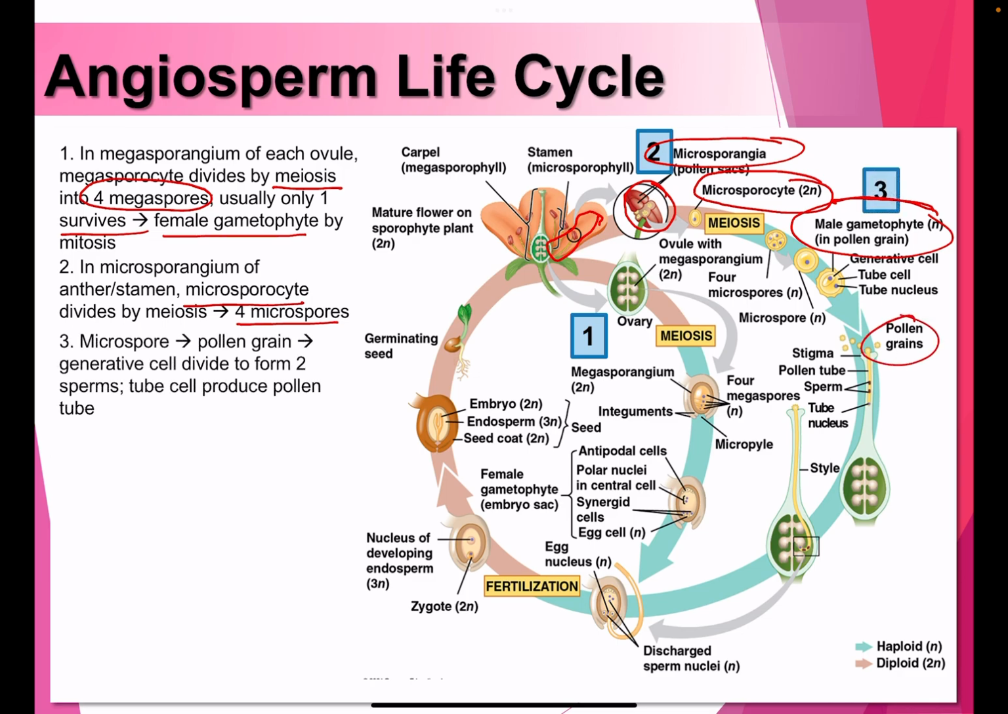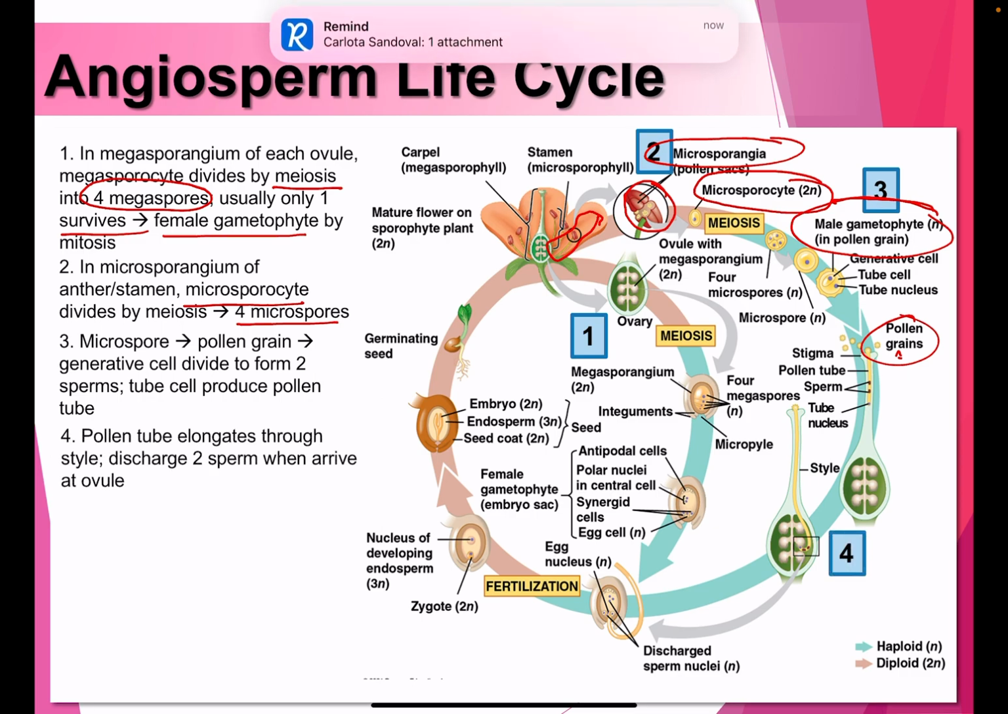All right, so the microspore, like we said, will turn into pollen grain, and then it will split into your generative cell and tube cell. Generative cell will divide into two sperm, while your tube cell will produce the pollen tube that's going to be very important for delivering the sperm to the egg itself. Just like your gymnosperm cycle, the pollen tube will elongate until it reaches through the style and discharge two sperm when it arrives at the ovule. Okay, so this is the style. There's that pollen tube growing when the pollen grain touches the top of the carpel.